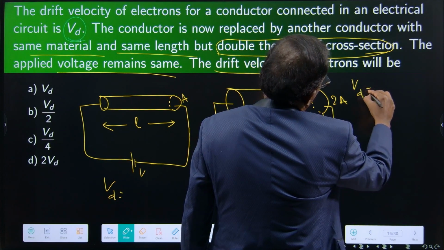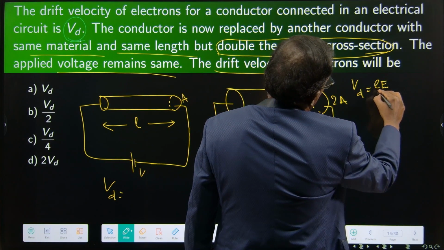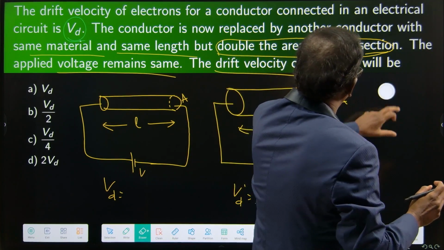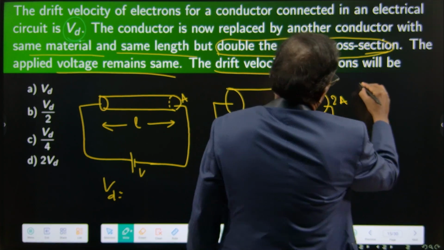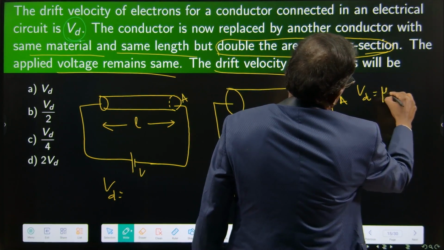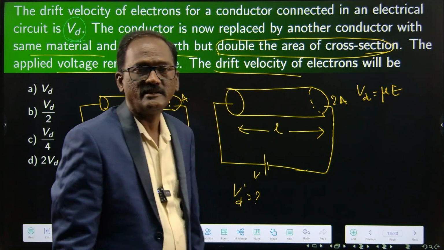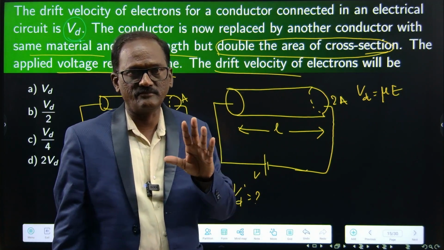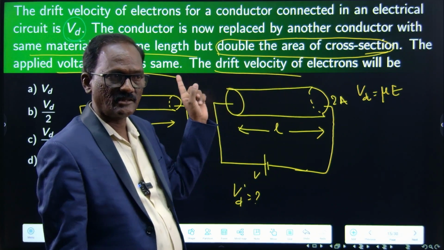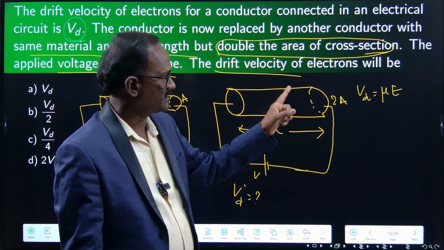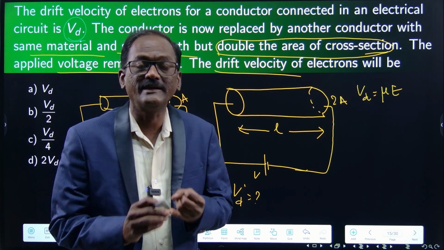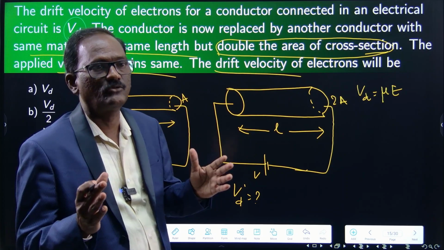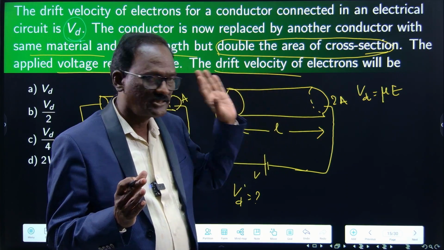VD is equal to, or otherwise I can use this formula also. VD is equal to mu into E, mu mobility. If you keep the temperature constant, all are going to be constant, E, tau, M, right? That is what we have discussed in the previous lecture, and in the recap also I have discussed. VD is equal to mu E. Mu is a constant, material dependent. For copper, its value is one value; for aluminum, its value is different, right? Material to material only, the mobility is going to be changed. So it is a constant.